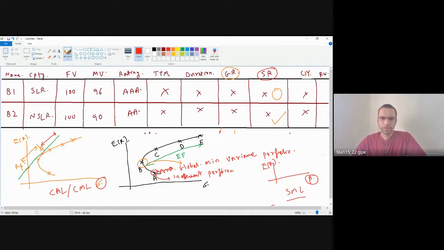So this is just a few concepts which are related to risks, so that's why we are covering them. Global minimum is done, CAL, CML, SML is done as well.